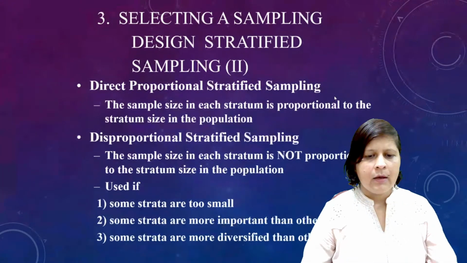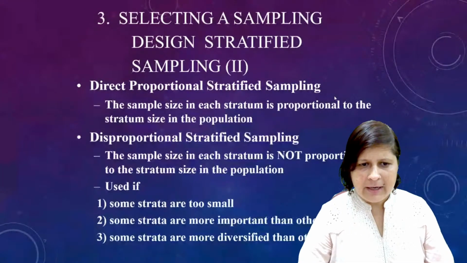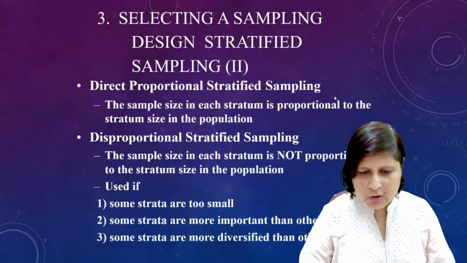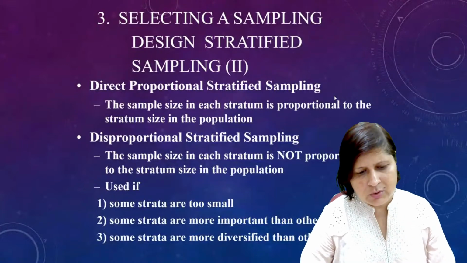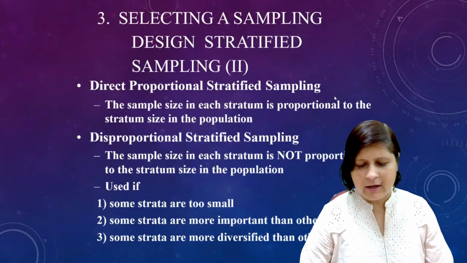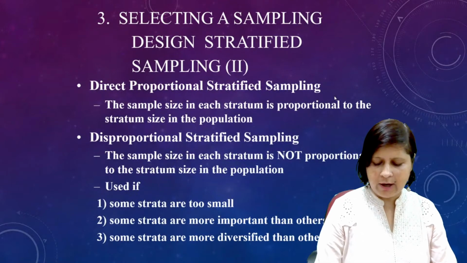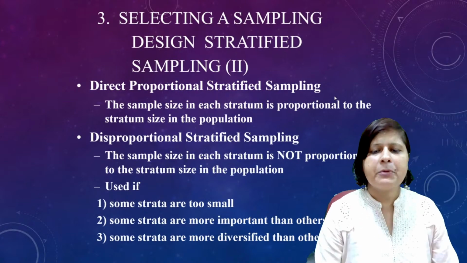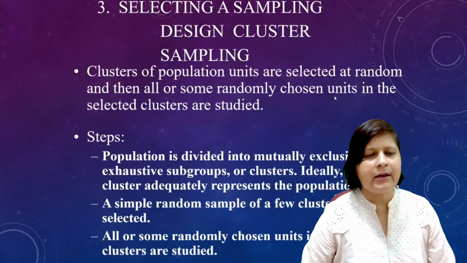right? In disproportional stratified sampling, the sample size in a stratum is not proportional to the stratum size in the population. When should we use this? If strata are too small, some strata are more important than others, or some strata are more diversified than others. But one should go with proportional stratified sampling, it is advisable.